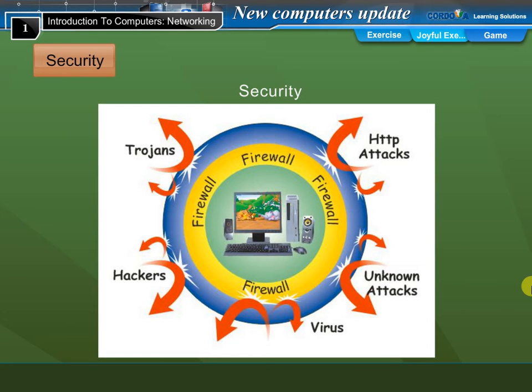Network security. Trojans, hackers, viruses, unknown attacks, HTTP attacks, firewall. Networks can be set up to refuse access to anyone who enters an incorrect password. This discourages unauthorized users from trying to access information on the network.